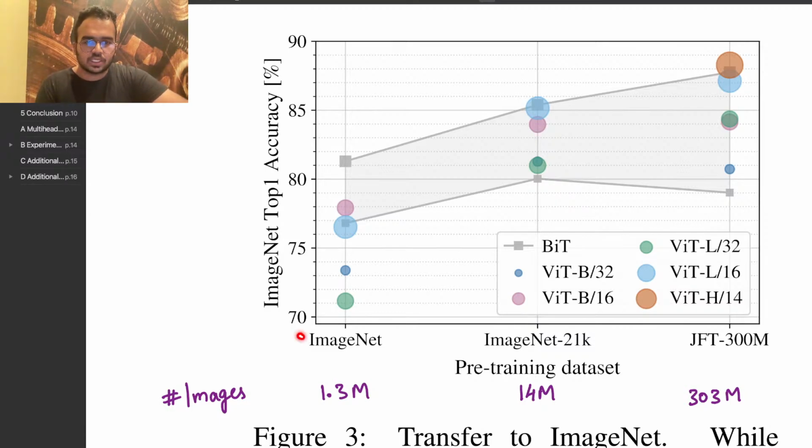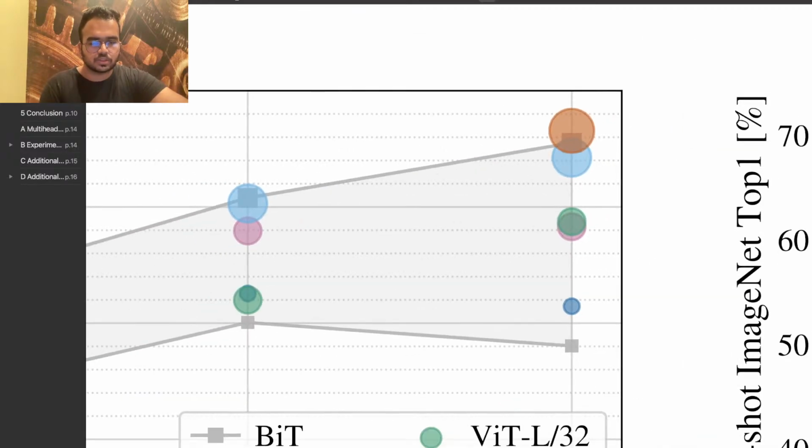So as you can see, these gray lines over here represent convolutional neural networks, the BiT benchmarks, and the other circles that you can see are vision transformers, right? So CNNs outperform vision transformers when you have less pre-training data. 1.3 million images are there for ImageNet, and so on, like 14 million and 303 million. As you increase the number of pre-training images in the dataset, these vision transformers, especially the larger ones, start going up, and as you can see in the last column, they do outperform the supervised benchmark that we have.